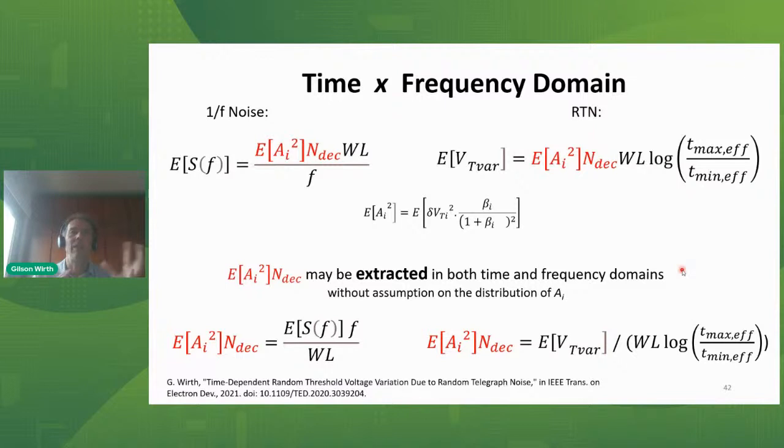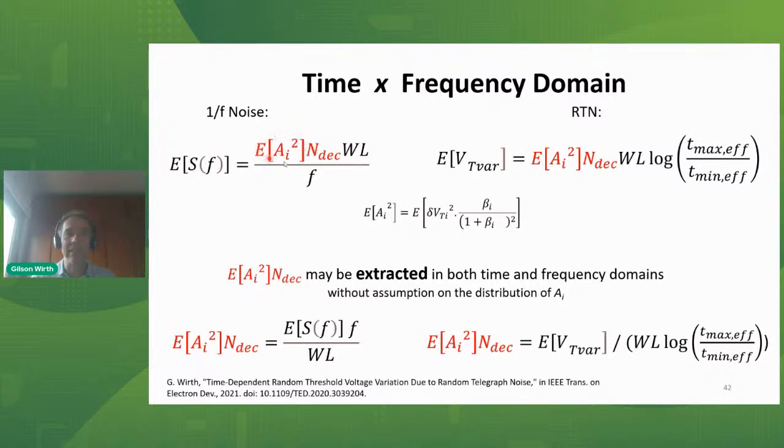Okay. And here, what I did comment is very important, because now we're going to talk about parameter extraction and modeling. You know, if you want a good SPICE model, you need the parameters. In this case, you can extract the parameters either in the frequency domain or in the time domain. For instance, if I know the device area and the frequency, and measure the average value of the noise, I can then extract this parameter here, which is the expected amplitude contribution of the trap and the expected number of traps.